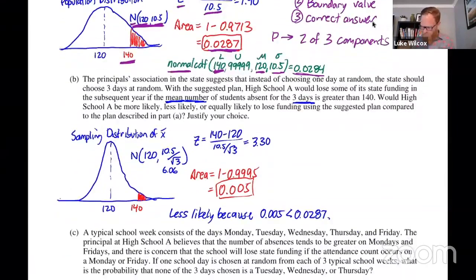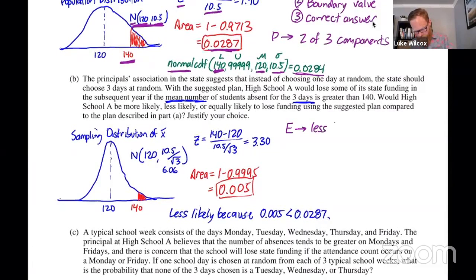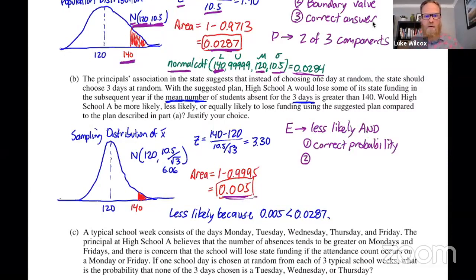Okay, let's move to part B. In order to get an essentially correct in part B, well, first of all, you have to clearly answer the question, right? The answer to the question is to say less likely, and you have to have the following 2 components. Component number 1 is you have to have calculated the correct probability. And the correct probability here is the 0.005.